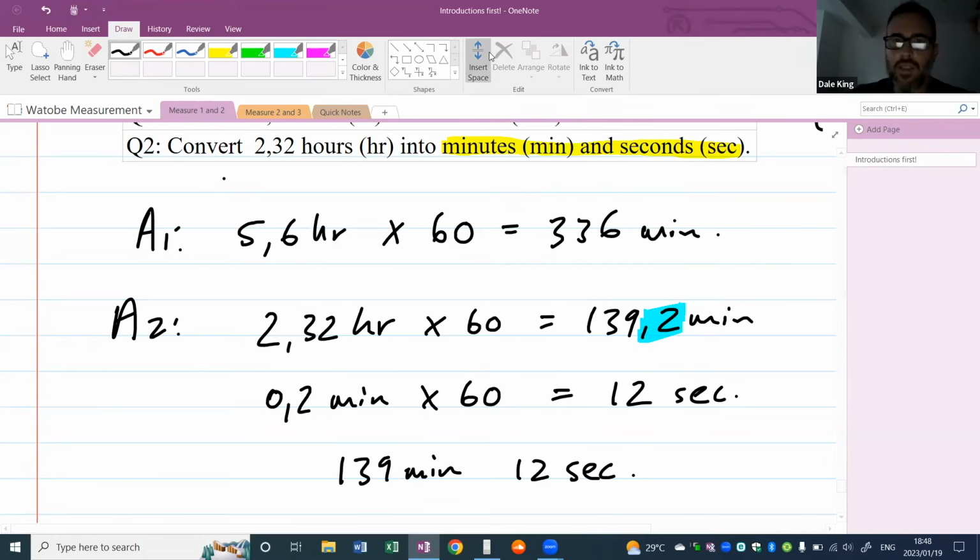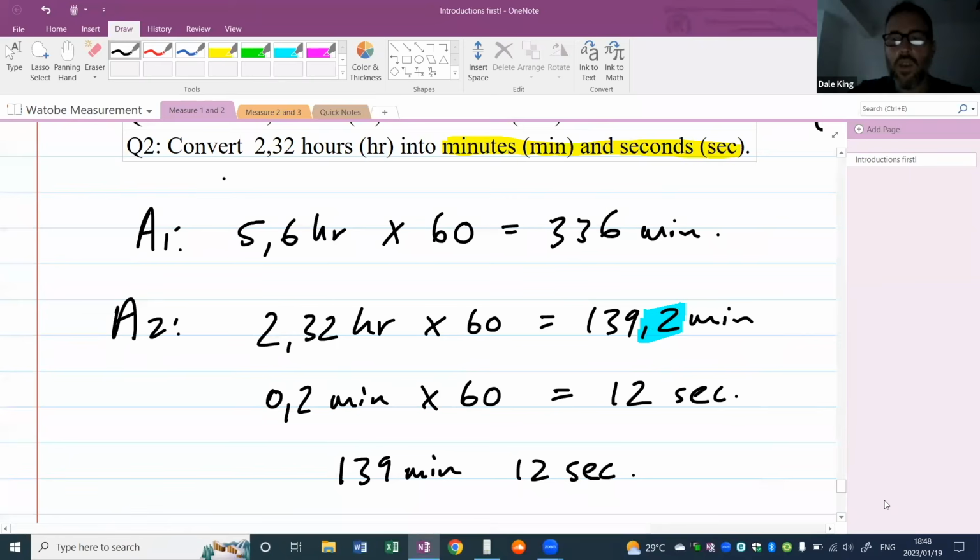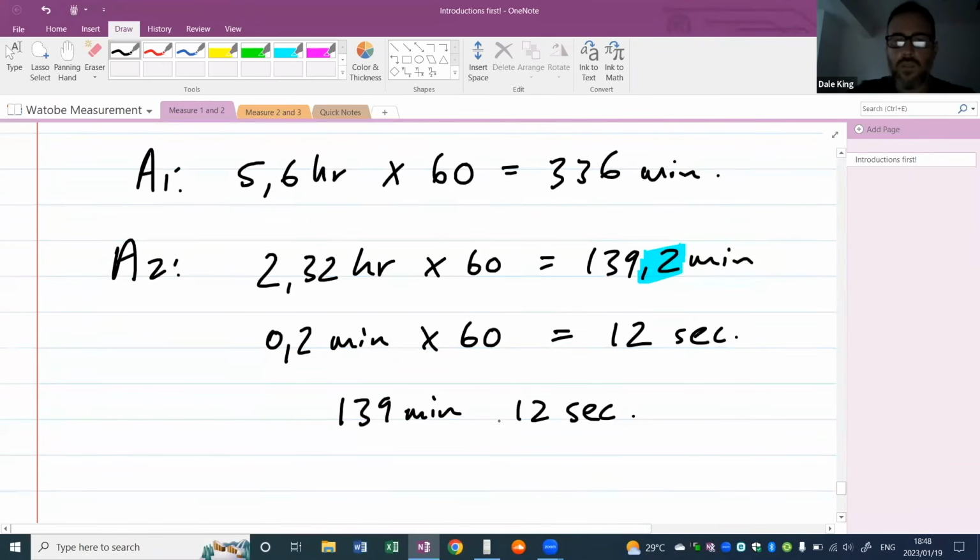Okay, all right, close, 20 seconds. Maybe I made a mistake, but I think 0.2 times 60 is 12. There we go. That's what the calculator says. 0.2 of a minute times 60 seconds is 12. So they want the answer in minutes and seconds. We are giving it in minutes and seconds.